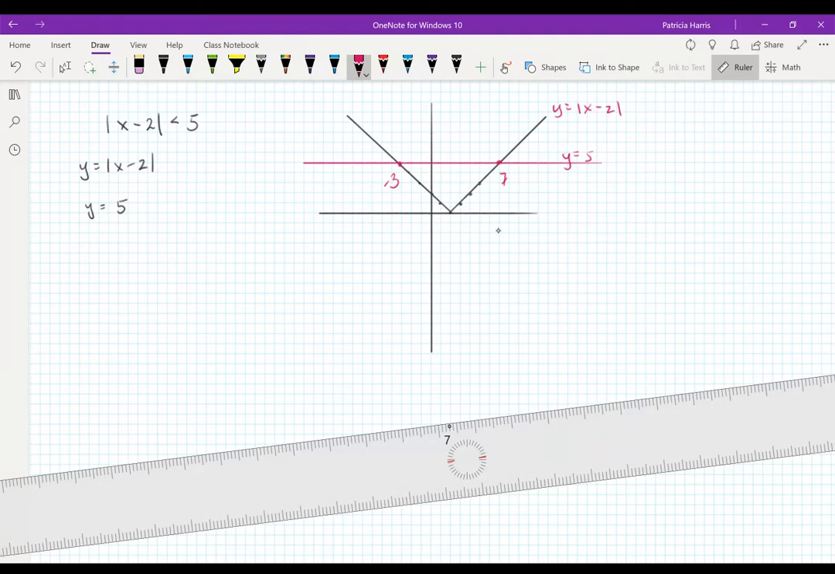Okay, so we want x minus 2, the absolute value, to be less than the 5. So we were looking for the place where the absolute value graph is below the y equals 5, which happens here. Okay, so that happens between negative 3 and 7. So my answer would be like that in interval notation. Okay, so not too bad. Okay, let's try another one.